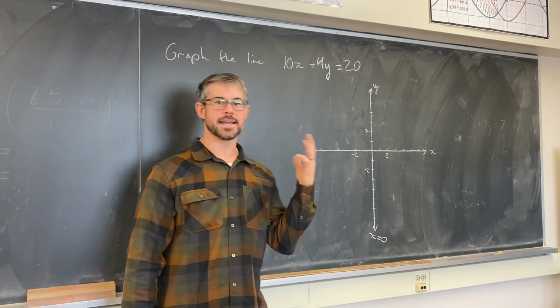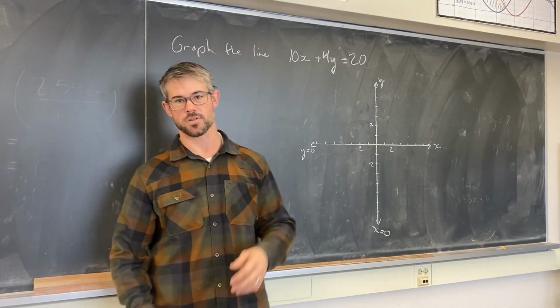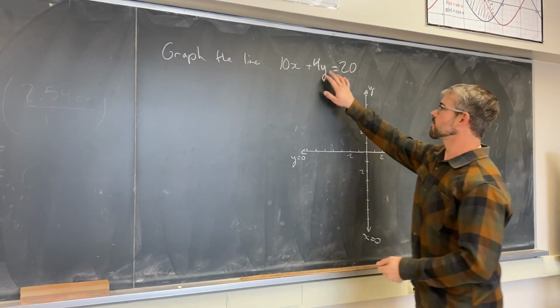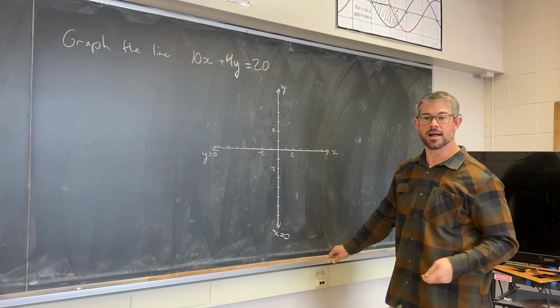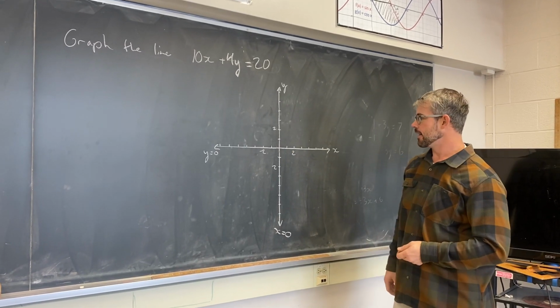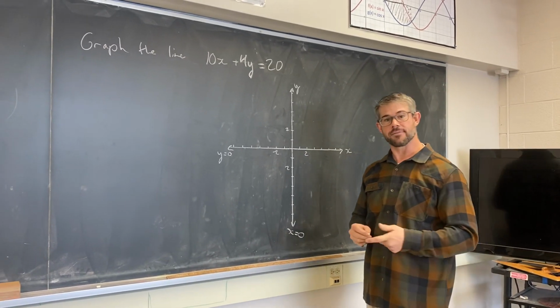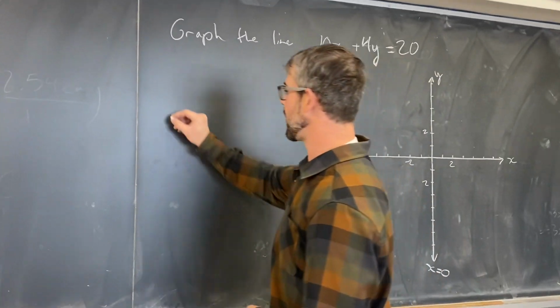Gregor's Math. Today we're taking a look at graphing a problem that's not in slope y-intercept form. So we're asked to graph the line 10x plus 4y equals 20. Now this line's in standard form and I already have a grid set up for me. So I'm going to graph this using the intercepts. Come on over, we'll take a look at that.